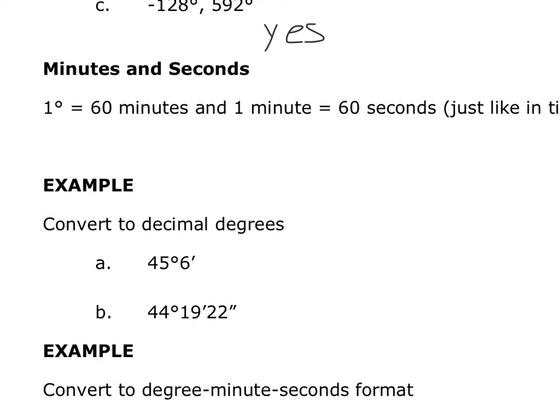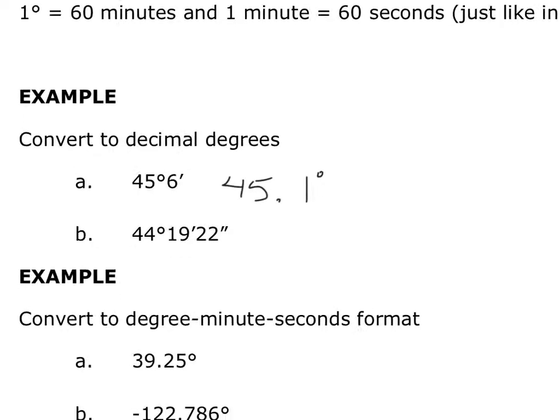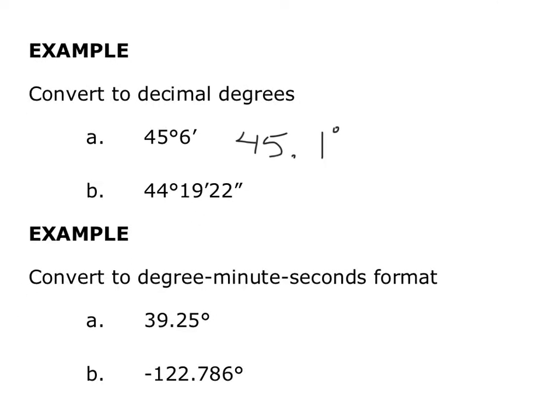Please do these two. Who would like to give me their answer for the 45 degrees, 6 minutes? Yes, what'd you get? 45.1 degrees, and what you did was you took the 6 and divided it by what? 6 divided by 60, and that's where you get the 0.1. All right? This example on B, who would like to give me their answer on B? Yes, what'd you get?